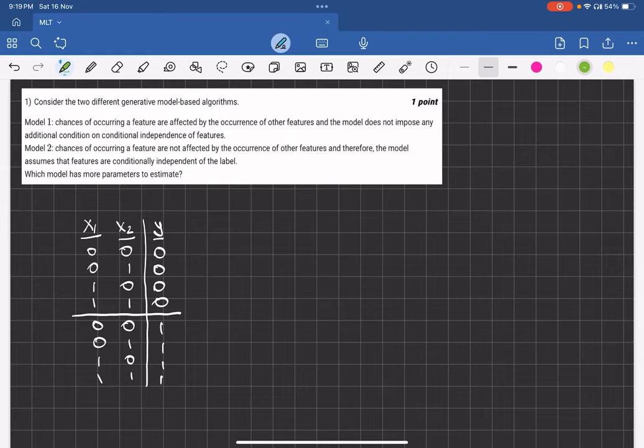Okay, so this means that the features are dependent. And in the second model, it means that the features are independent, right? So what we essentially have to do is see which of them has more parameters to estimate. Right? So let's understand this problem with a very simple example.